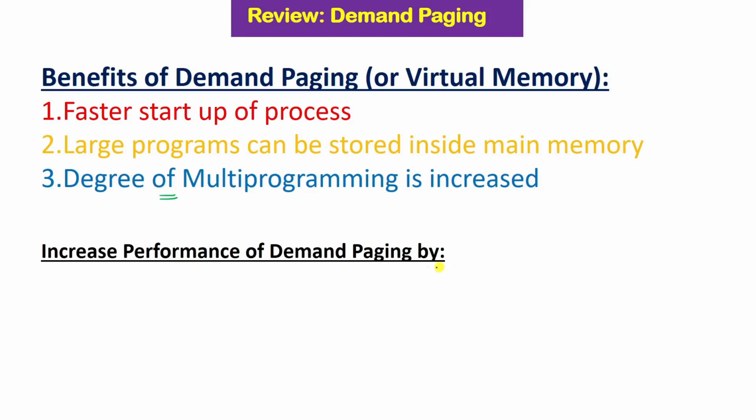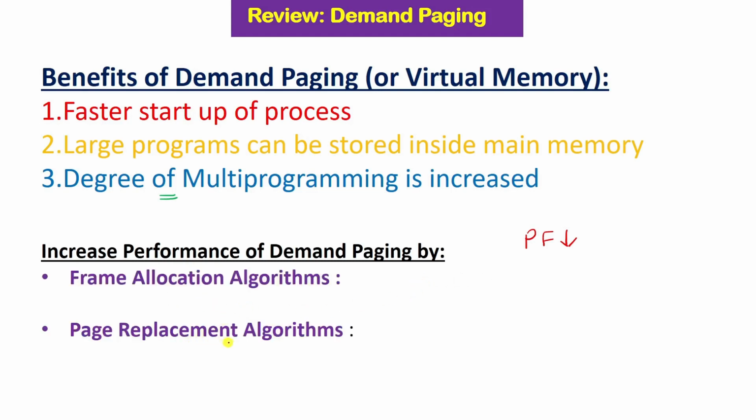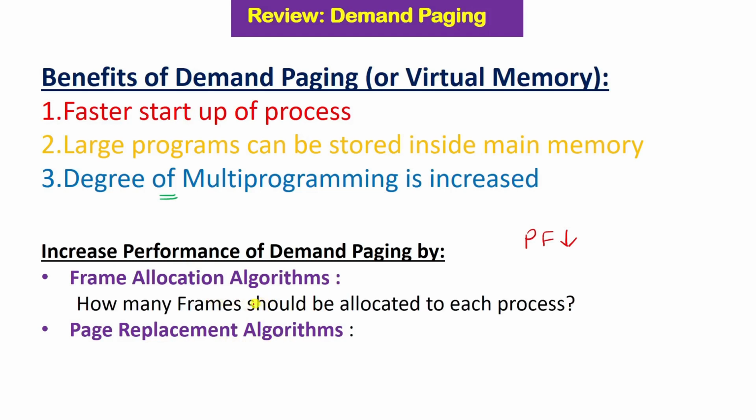So if we want to increase the performance of demand paging, that means reduce the number of page faults, we have to see that demand paging performance actually depends on 2 things. What are those 2 things? First is the frame allocation algorithm and second is the page replacement algorithms. The frame allocation algorithm says how many frames should be allocated to each process. So let's say we have many processes inside the hard disk and we want to load them inside the main memory.